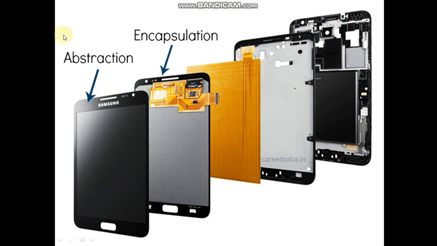Here we have two concepts. Abstraction, as I told, means nothing but the user knows only how to use an interface, and other details are hidden. But what is encapsulation? Wrapping or covering the whole data and functions into a single unit is called encapsulation.